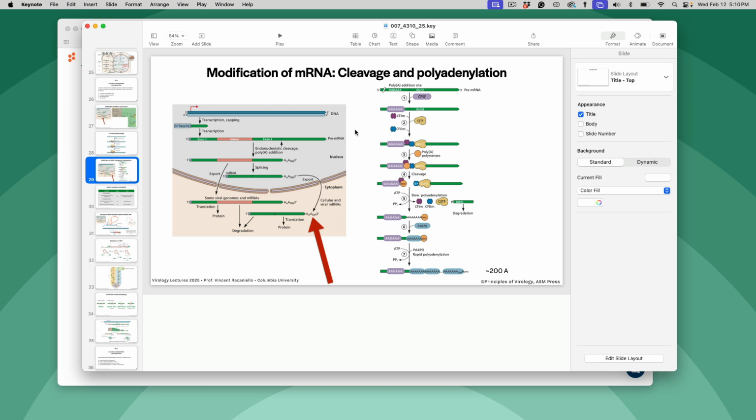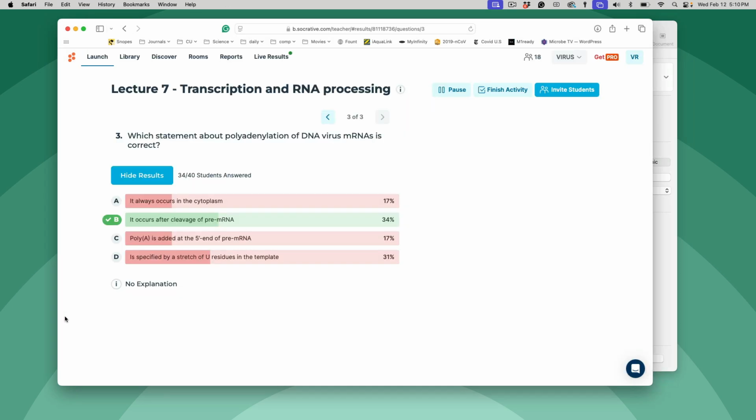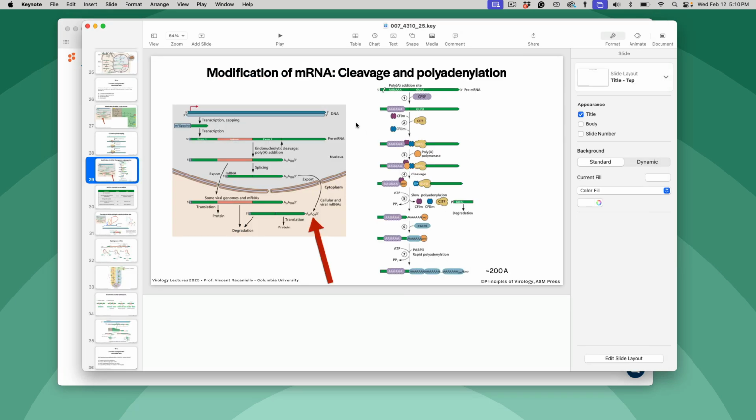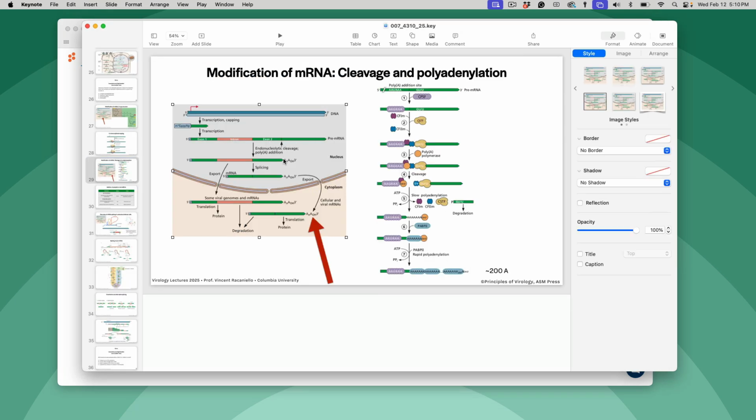So we have pre-mRNA made, it's cleaved at the poly-A addition site, and then it's polyadenylated. Poly-A is added at the 5' end? No, it's added at the 3' end, right? When you cleave here, you get a 3' hydroxyl.